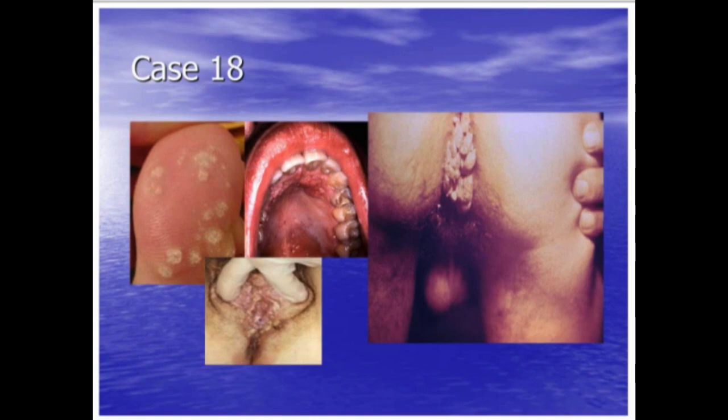The next case is HPV. HPV can happen in the mouth, in the rectum, in the genitals, or even in the hands. Remember that HPV is associated with malignancy, head and neck cancer, rectal cancer.